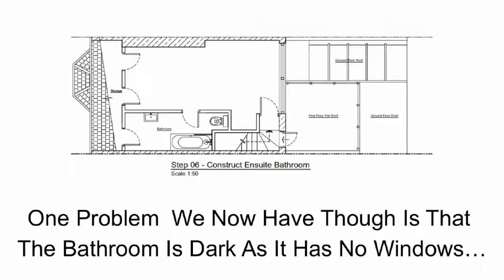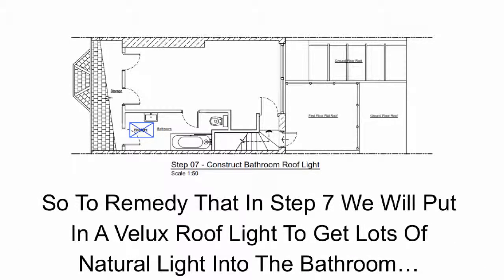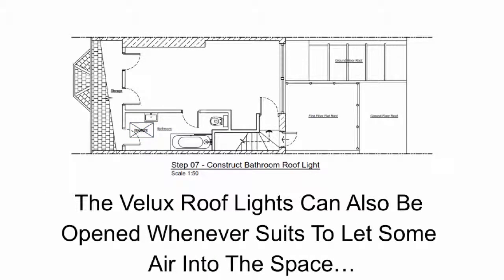One problem we now have though is that the bathroom is dark as it has no windows. So to remedy that, in step 7 we will put in a Velux roof light to get lots of natural light into the bathroom. The Velux roof lights can be opened whenever suits to let some air into the space.